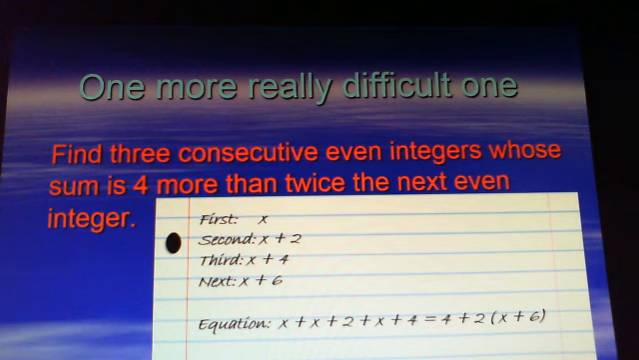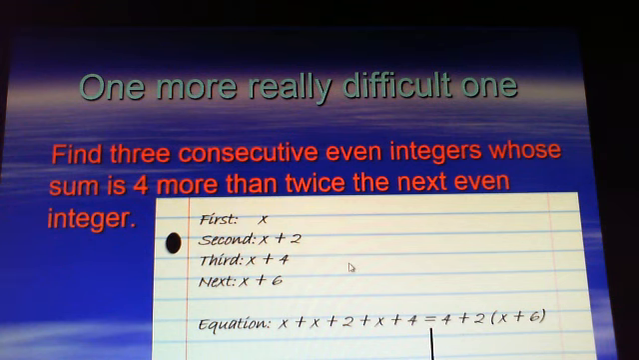Now that you know what the equation is, you can go ahead and set it up. This is why we list them out. This is why we go through the trouble of writing down what our first, second, third, and next is. Because if we don't list them out, we don't know which ones to multiply by stuff down here. Okay?